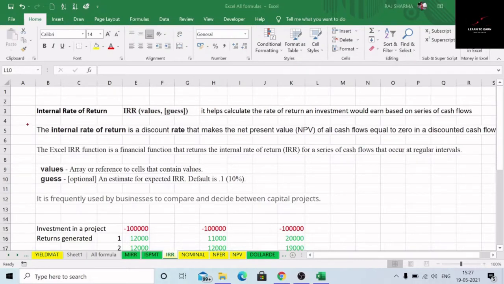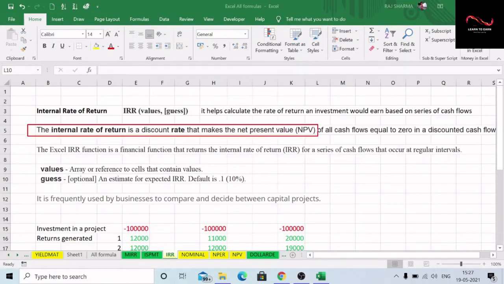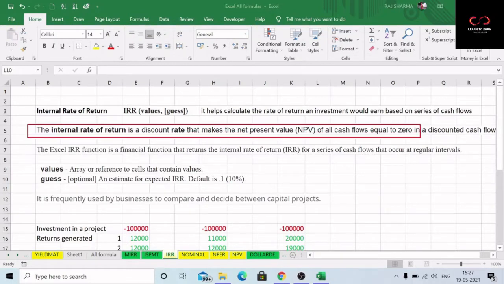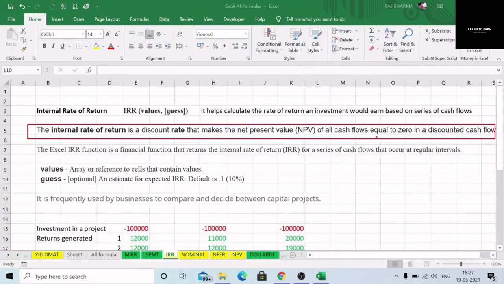So first, the definition: the internal rate of return is a discount rate that makes the net present value of all future cash flows equal to zero in a discounted cash flow analysis. We will understand it when we work out an example.